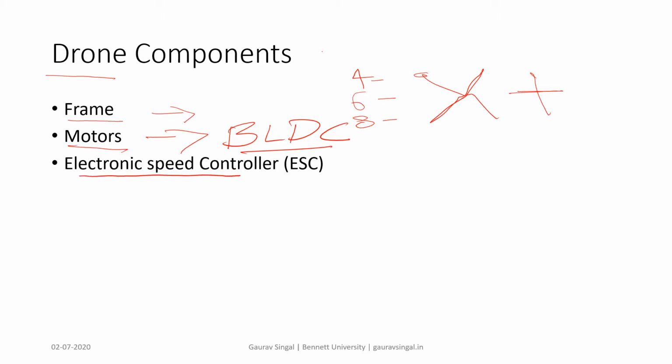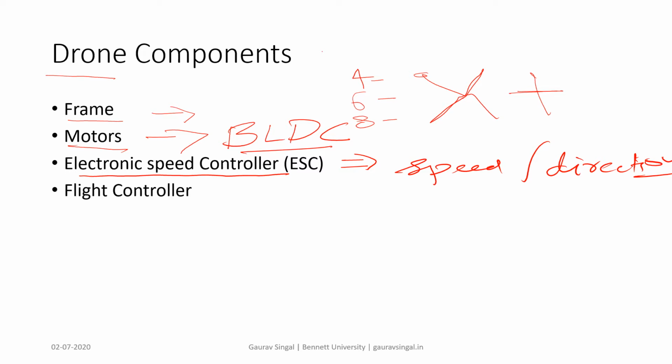Next component is the ESC, electronic speed controller. You can say simply it's a kind of controller of the motor. It's a speed controller. Basically it will just control the flow of current, how much current you want to pass to the motor. So it will control the speed and direction of the motor.